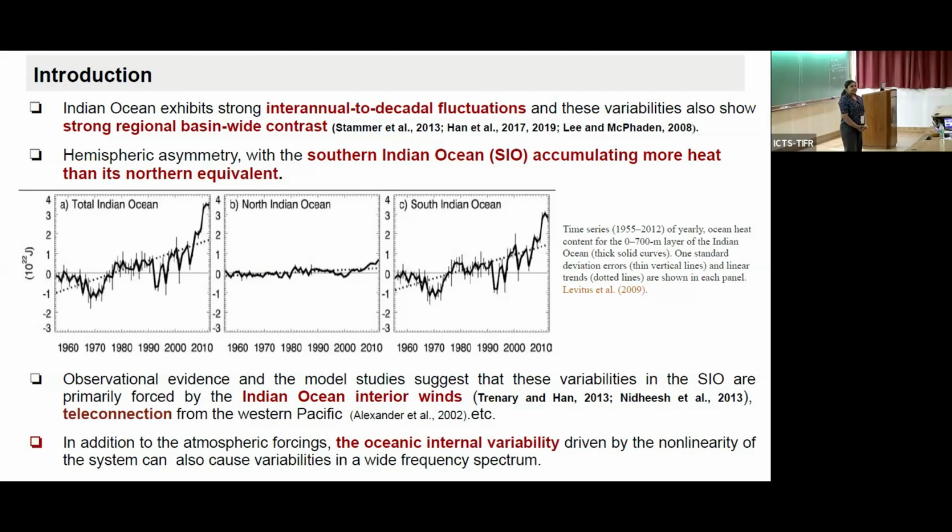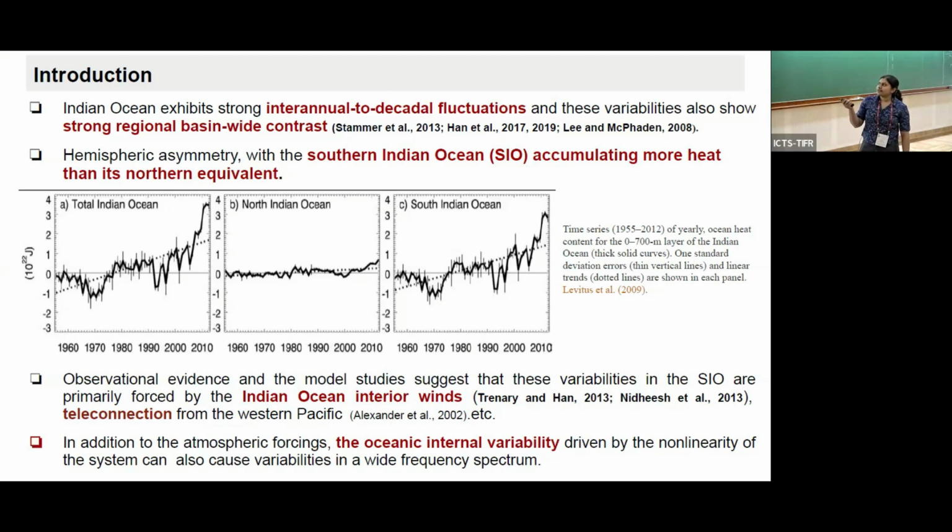You all know that the Indian Ocean exhibits strong interannual to decadal variability, and this variability shows strong regional differences. For example, Levitus et al. in 2009 show that there is a hemispheric asymmetry within the Indian Ocean, with the South Indian Ocean accumulating more heat than the Northern Indian Ocean.